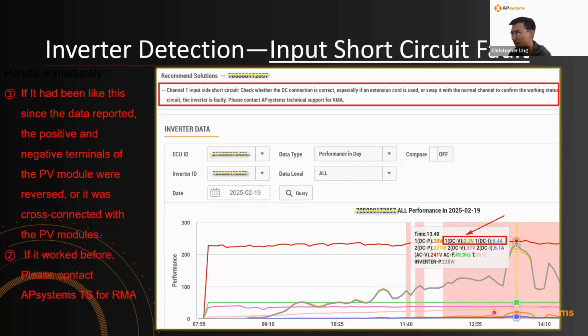But in this example over here, the nice thing is that it highlights the section in red where it notices those errors. That way you'll be able to know what times to see those issues. In general, if the system has worked before, it usually means that there is a short circuit inverter failure. During those scenarios, it would be best to give a call to our tech support for RMA.